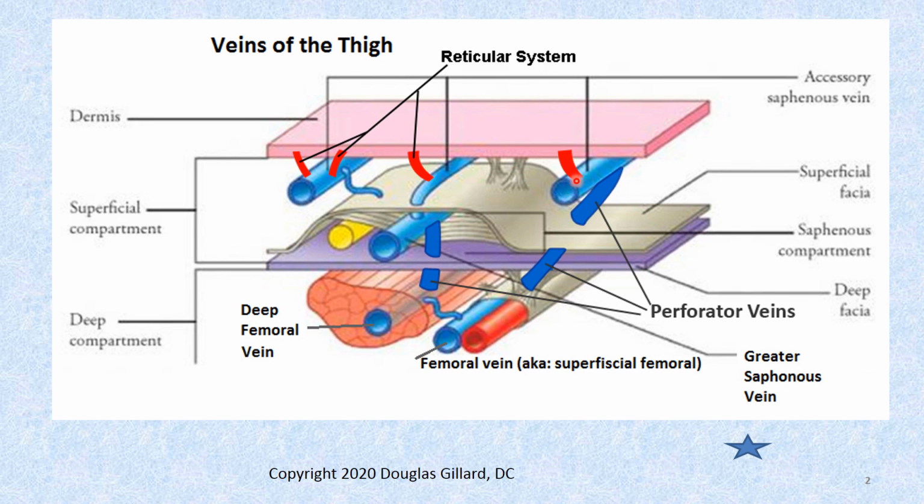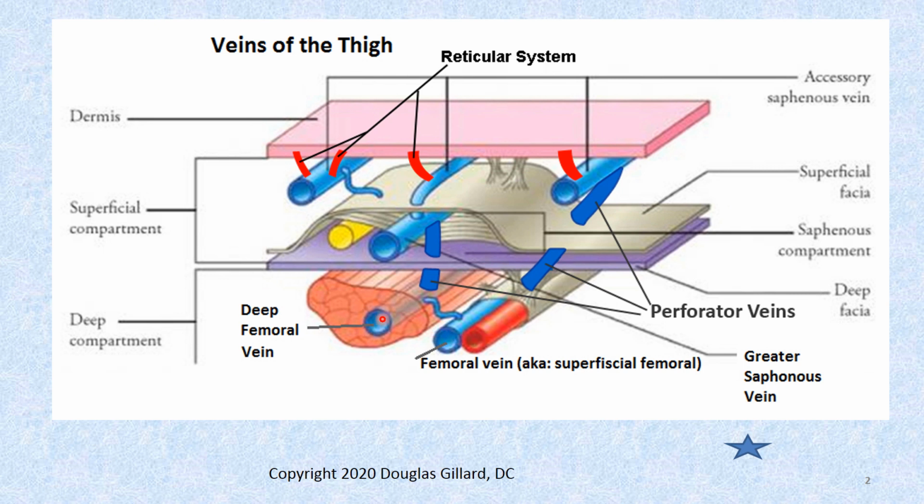But 85% of it is transferred into the deep compartment, or the deep system, and it's transferred through perforator veins, and those veins also have valves, by the way. They don't let blood come out of the deep system, they let blood go into the deep system. Once in the deep system, most of these veins are familiar, like the peroneal vein, the anterior and posterior tibial veins, the popliteal vein. As we move up, they get bigger.